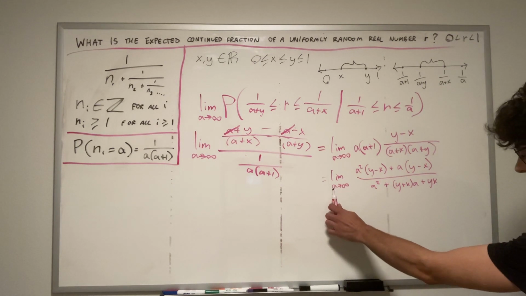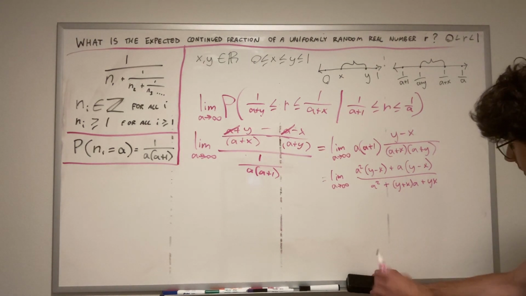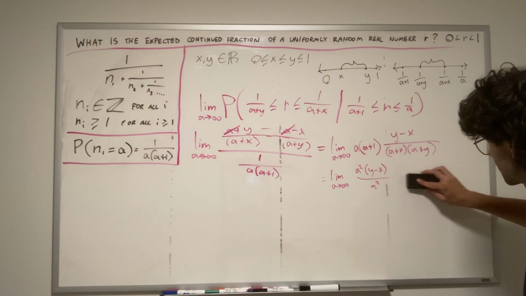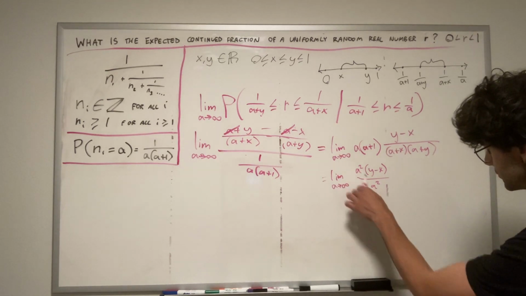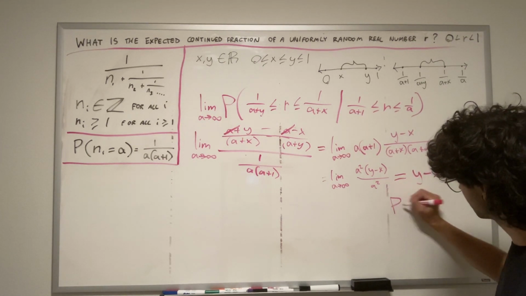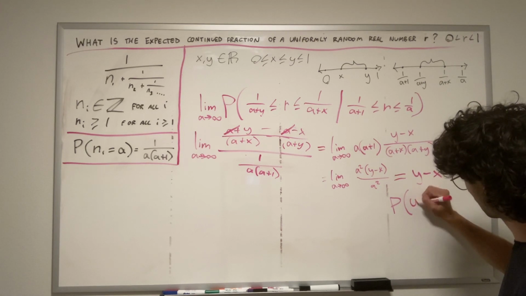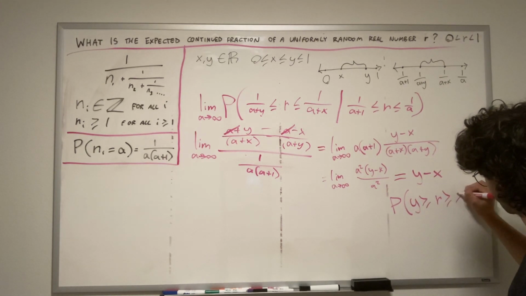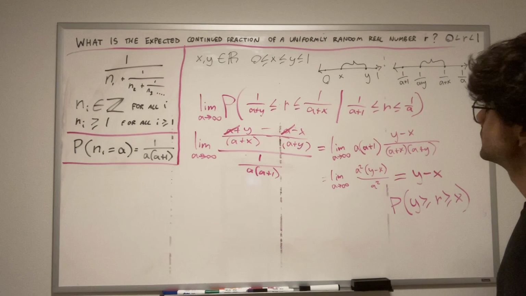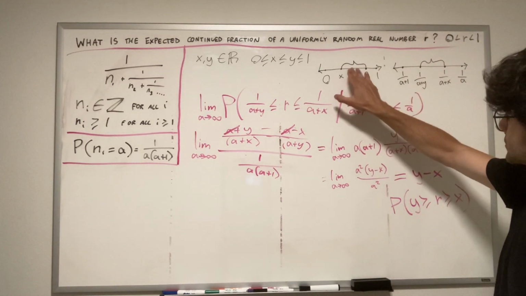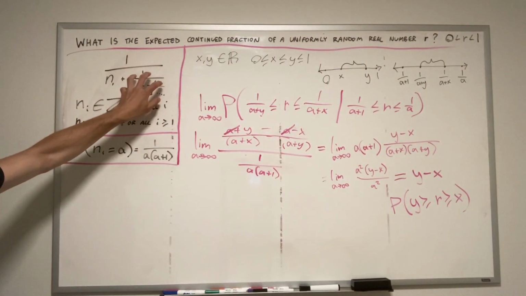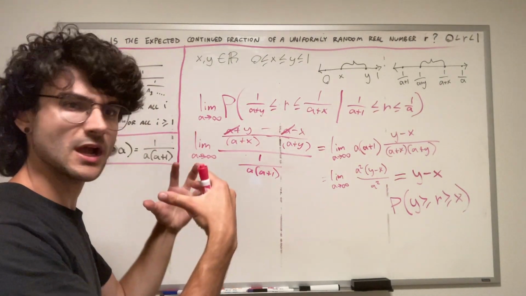And now we're taking the limit as a goes to infinity, so we only need to pay attention to these a squareds. We'll get rid of these and this. And now the a squared on top and bottom turn into 1, and this equals y minus x, which is the probability that y is greater than or equal to r is greater than or equal to x, which is that interval up here. So we've shown that as a goes to infinity, this interval approaches the same proportion as this interval. So now we see that anytime we take this to infinity, this inside approaches the same kind of distribution.